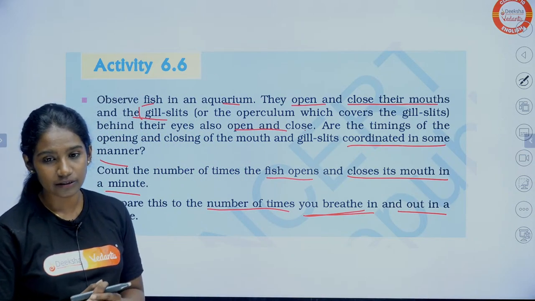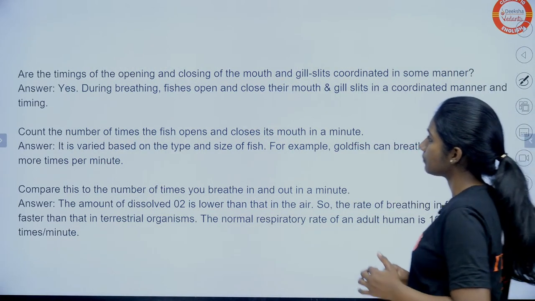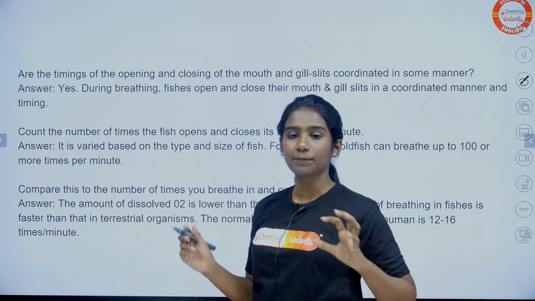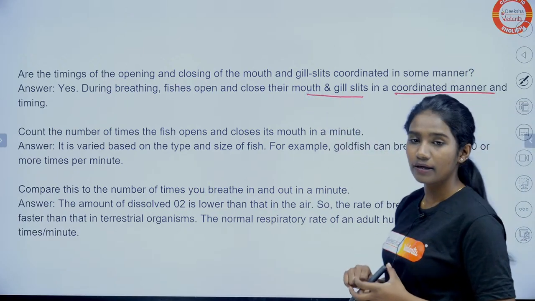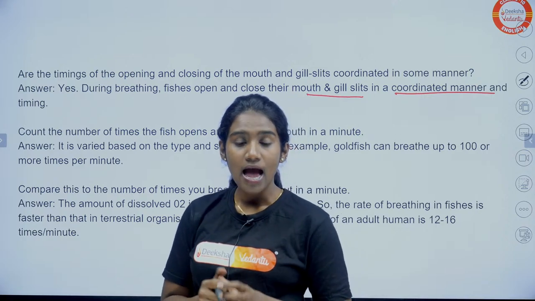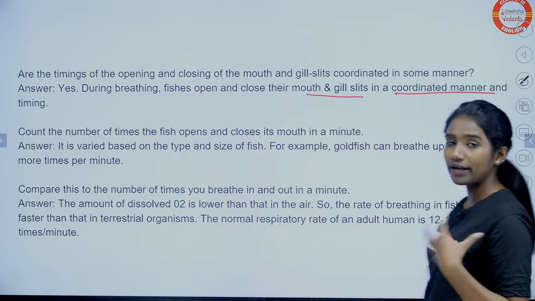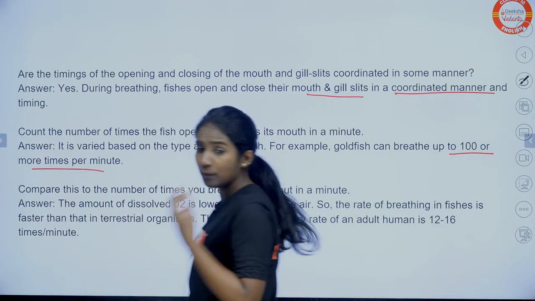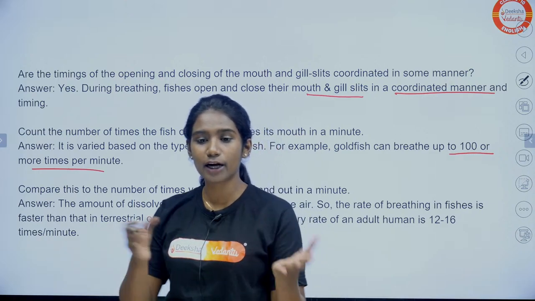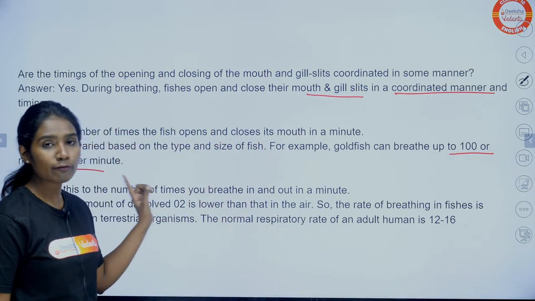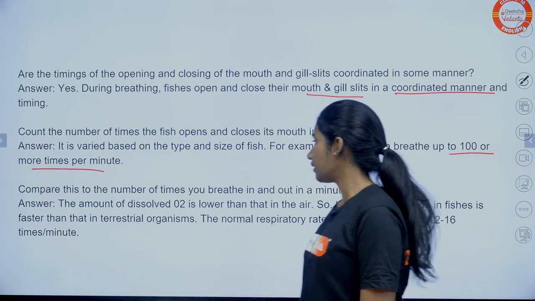You all would have observed this, right? See, the thing is, yes, the fish, they do it simultaneously. They open their mouth and gill slit in a coordinated manner and timing. Okay? And always, it is somewhere around 100 times, it can go up to 90 to 100 times that they open their gills and mouth in a minute. Why? Which means their rate of breathing is very fast. Their rate of breathing is very fast because they get dissolved oxygen.